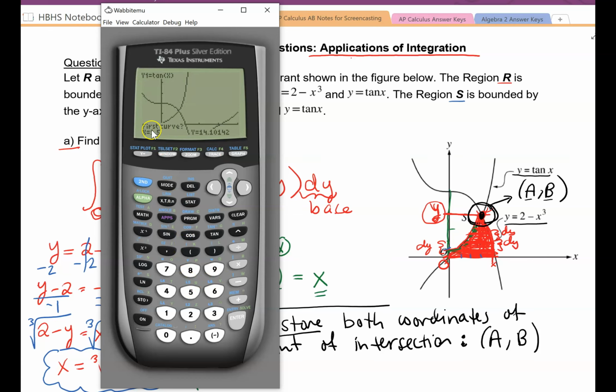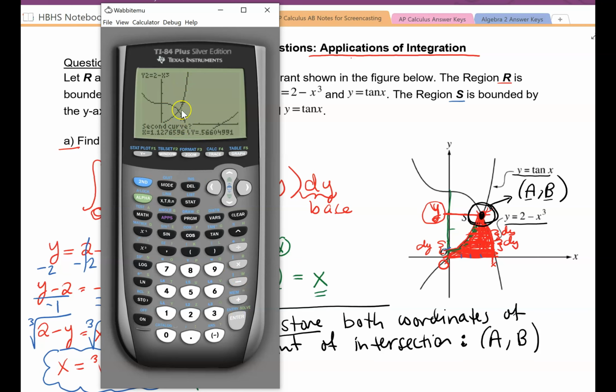When you do that, you'll be given this prompt, first curve, and it'll give you the equation of your curve. It looks like the point I'm on right now is 1.514, so I want to go backward a little bit to get closer to the point of intersection. There we go. I can see I'm on the first curve, so I hit, yep, that's the one.